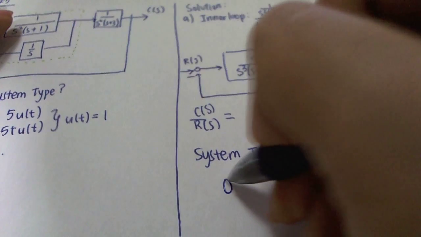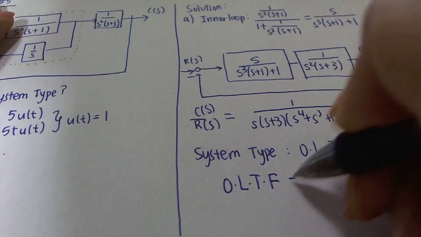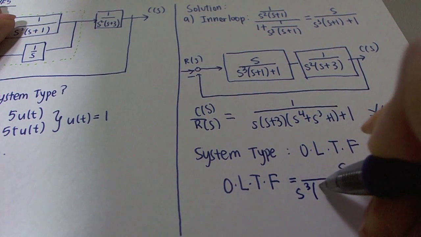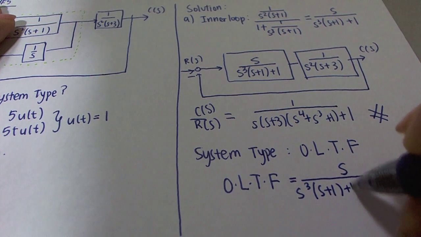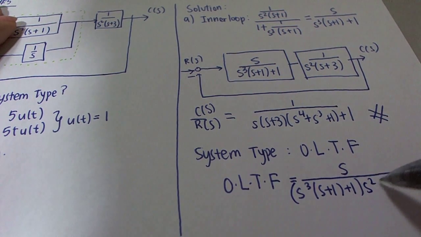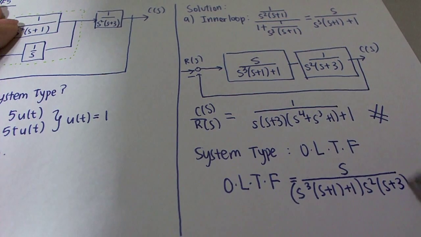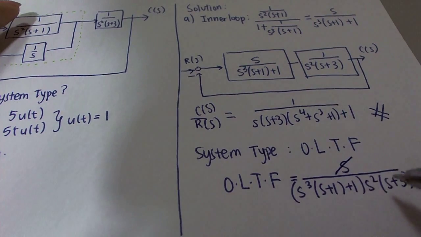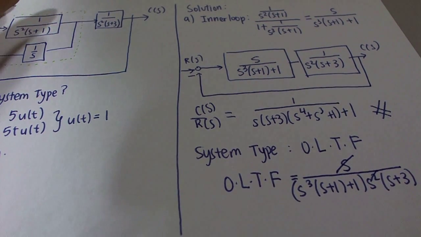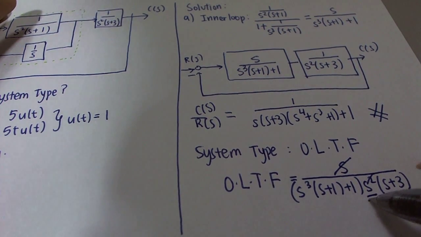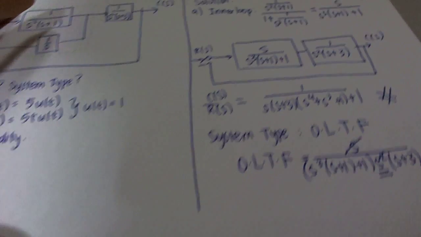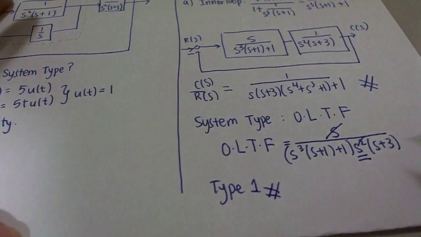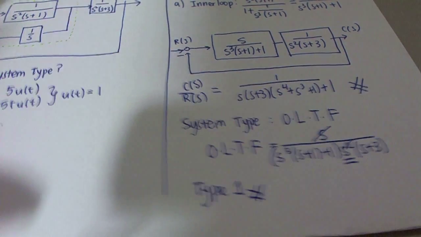And the open loop transfer function in this case is s over s cubed multiplied by s plus 1, multiplied by s squared and s plus 3. So we can cross this s at the top with this s at the bottom, and we're left with only one integrator. So the system type is type 1 because there is one integrator in the open loop transfer function.